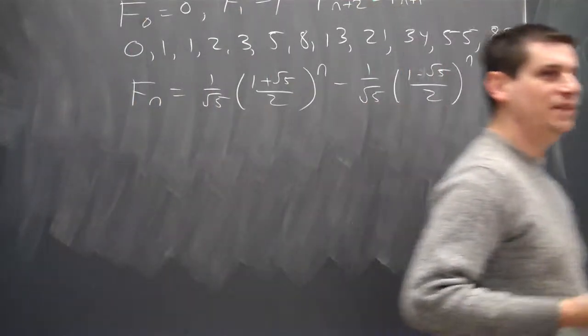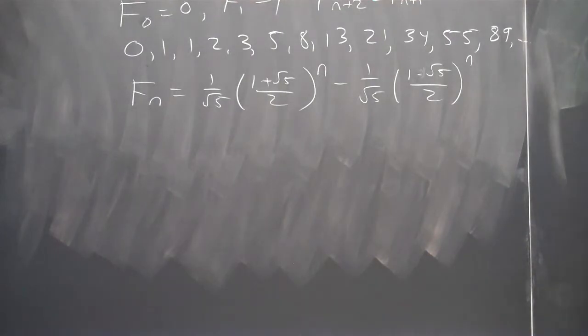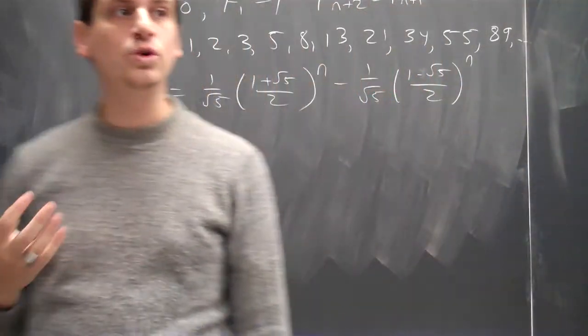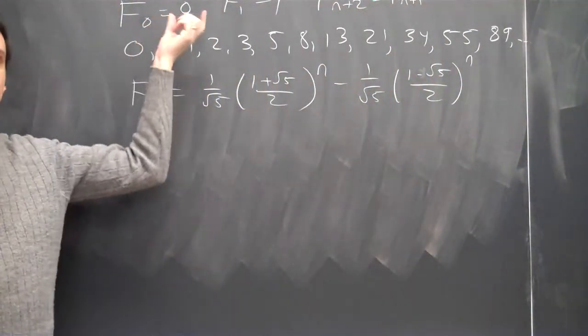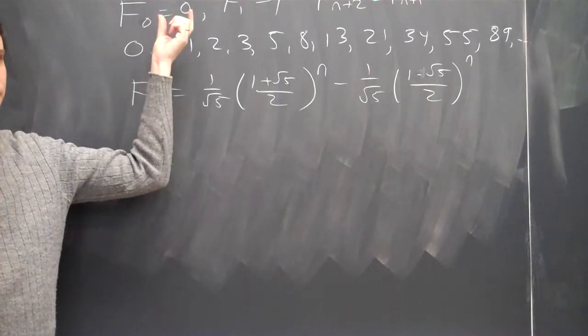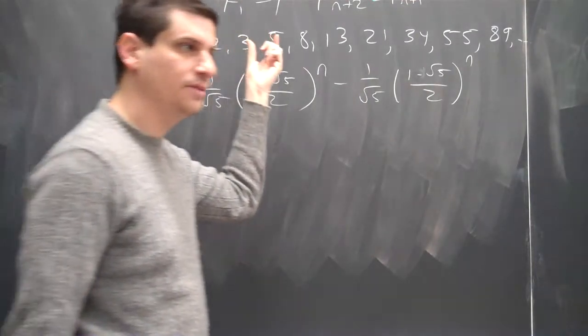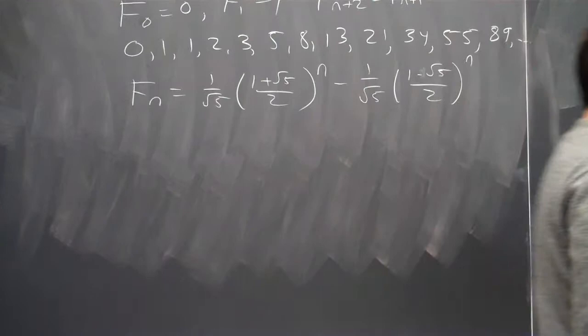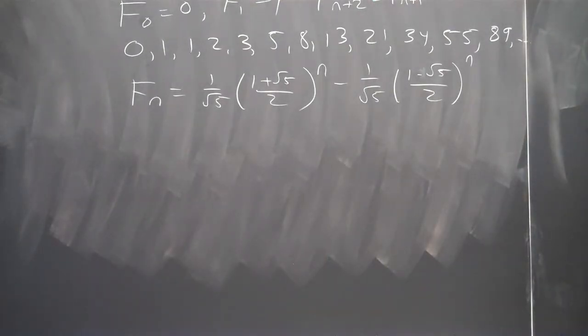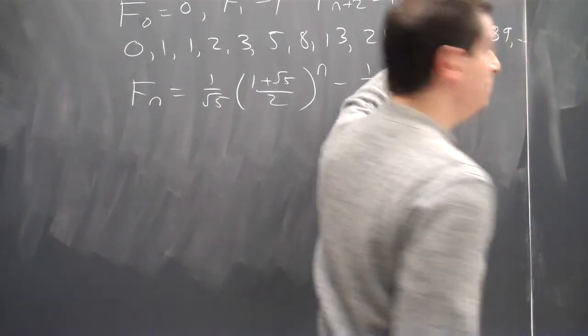Okay, so if you've taken differential equations, if you know the initial conditions, that describes uniquely how the system evolves in time. Over here, I need 2 initial conditions. Why do I need 2 initial conditions for the Fibonacci numbers? I'm using the 2 previous terms, right?